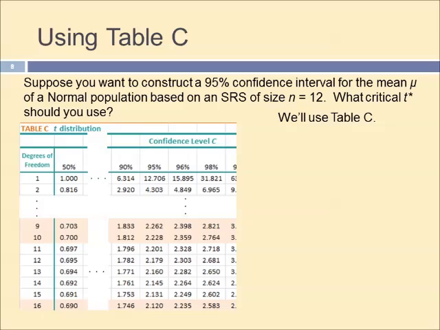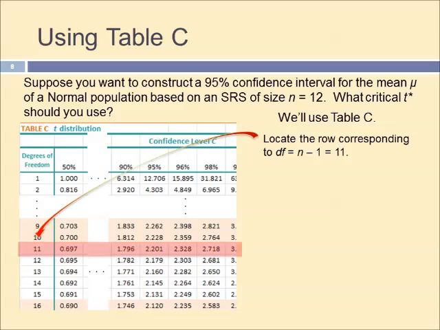Notice on the left the degrees of freedom are given, and then across the top row is the confidence level. So first we locate the row corresponding to the degrees of freedom in our case. So the sample size is 12, degrees of freedom are 11.